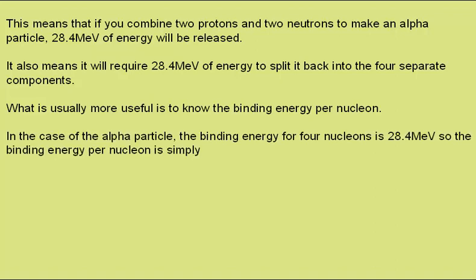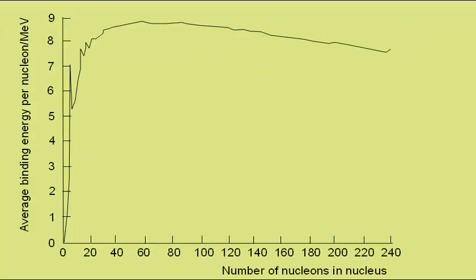In the case of the alpha particle, the binding energy for 4 nucleons is 28.4 MeV, so the binding energy per nucleon is simply the 28.4 MeV divided by 4, meaning 7.1 MeV per nucleon. If we plot a graph of the average binding energy per nucleon against the number of nucleons in the nucleus, we get a shape like this.